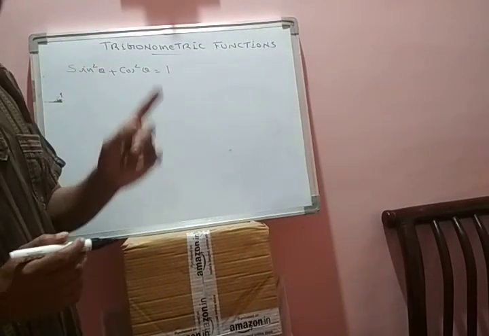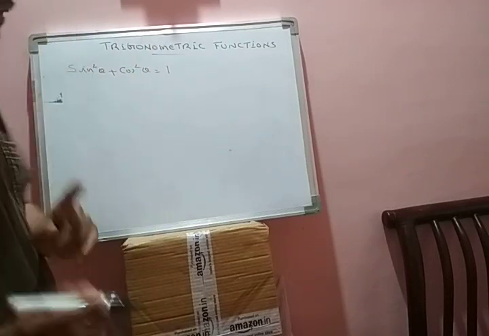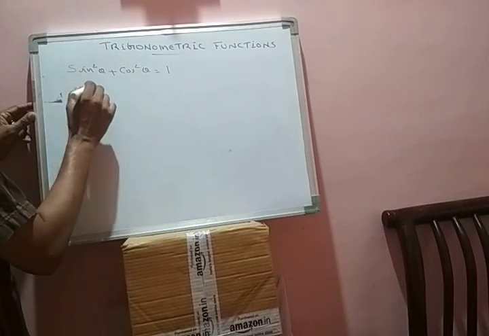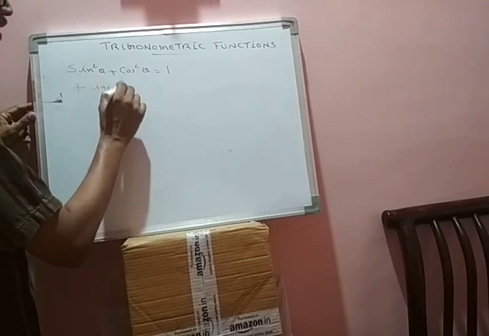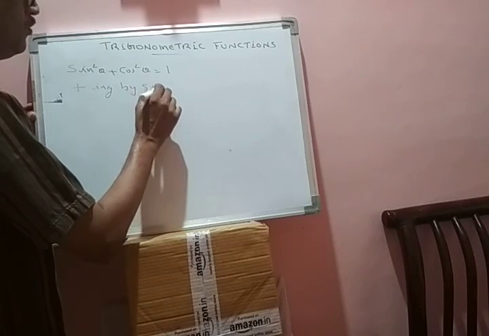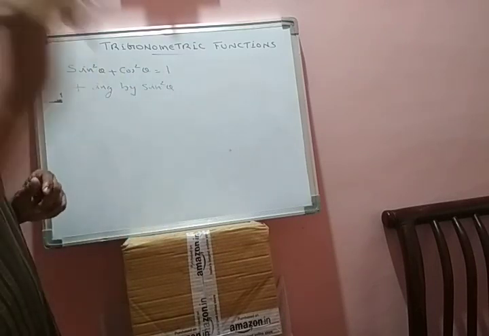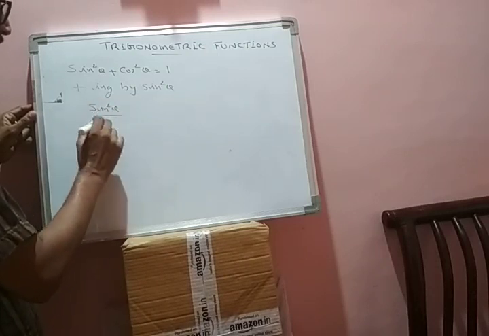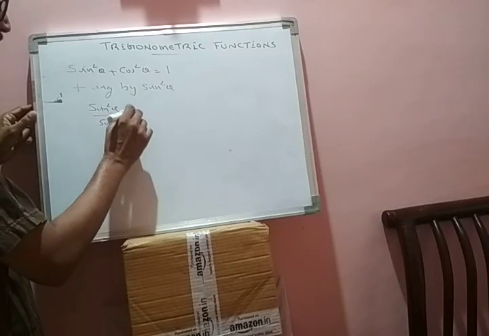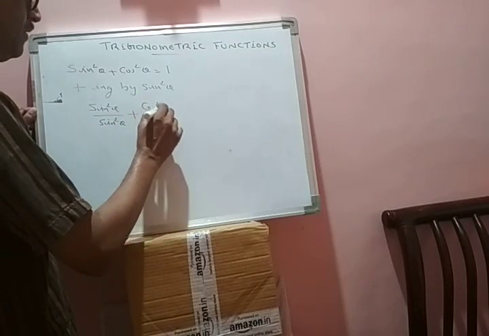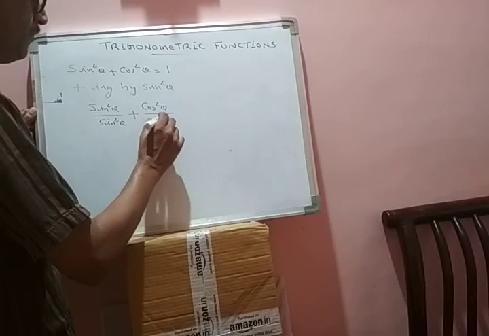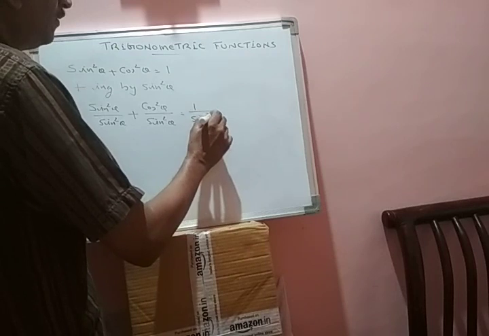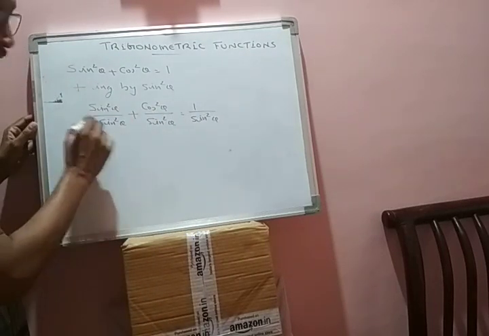We already proved the result sin squared theta plus cos squared theta is equal to 1. Then dividing both sides of the equation by sin squared theta. Therefore, divide sin squared theta by sin squared theta, plus divide cos squared theta by sin squared theta, is equal to 1 by sin squared theta. Sin squared theta got cancelled.